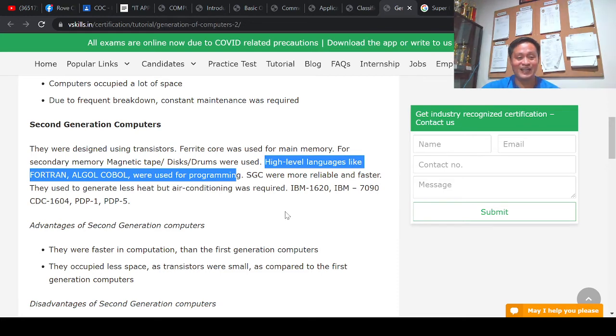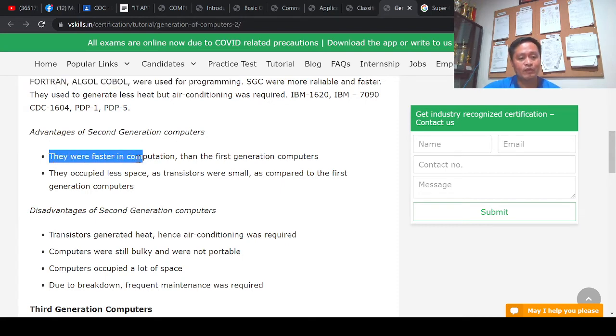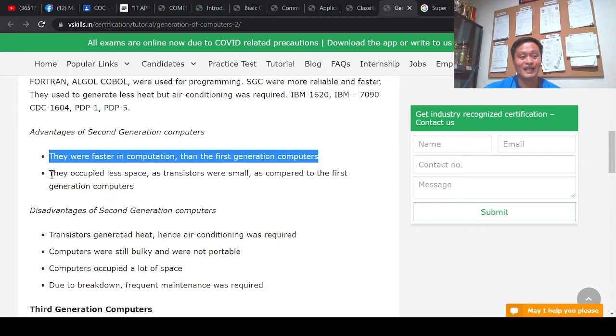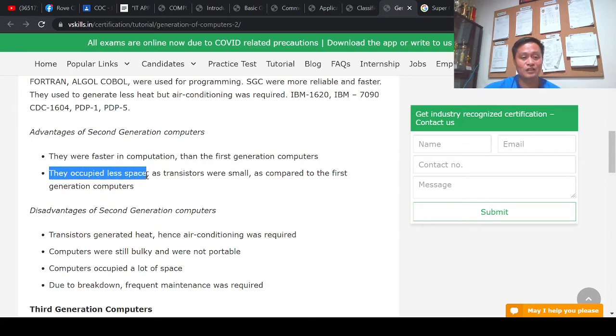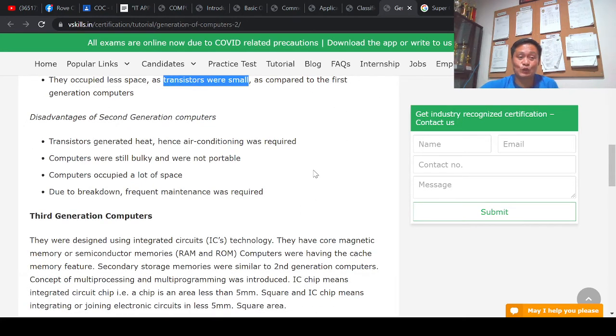And there are actually two advantages of second generation computers. They were faster in computation than the first generation. And they occupied less space. It doesn't have any more big box. It now uses transistors, and they were all small as compared to the first generation. Now let's go to the disadvantages of second generation computers.